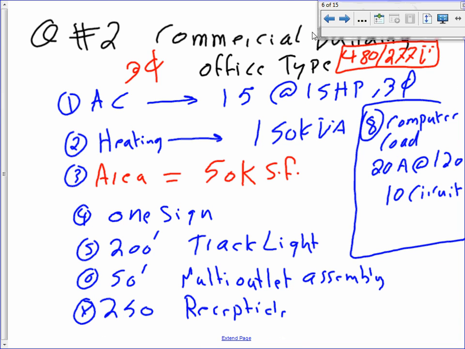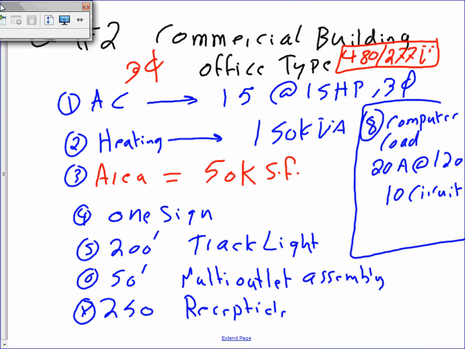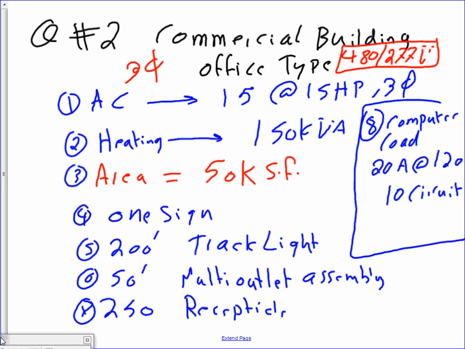All right, so let's go to problem number 2. Problem number 2 is a load calculation, a commercial building, office style load calculation. You have this information, I copied this for you. The sheet that I gave you guys has this info. I have a commercial building, office type. The voltage is 480/277.